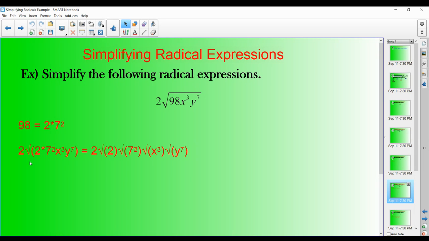I have the square root of 2, and the square root of 7 squared, so I can pull out one pair of 7s. So I pulled out one 7, and then I multiplied 2 and 7 to get 14. Square root of 2, we can't simplify any further. And now we have to look at what happens when we have x cubed and y to the 7.